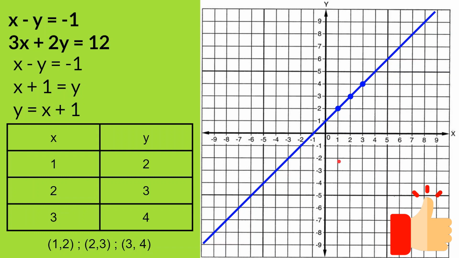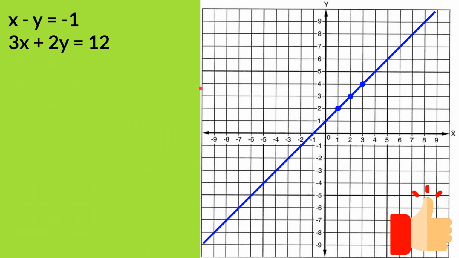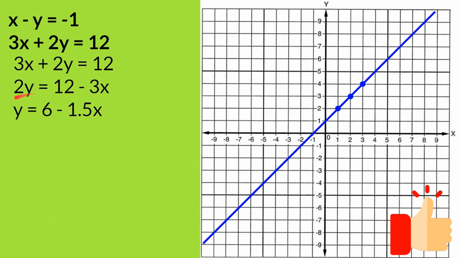So let's start. 3x plus 2y is 12. So 2y is equal to 12 minus 3x, subtracting 3x from both sides. So we'll divide both sides by 2. So 12 divided by 2 is 6 and 3 divided by 2 is 1.5.